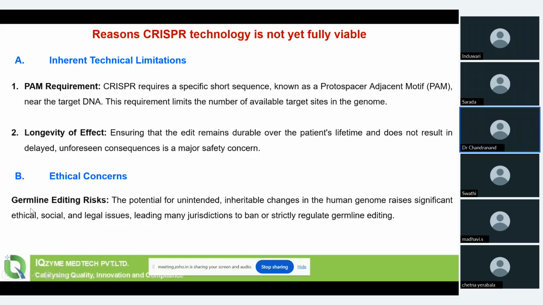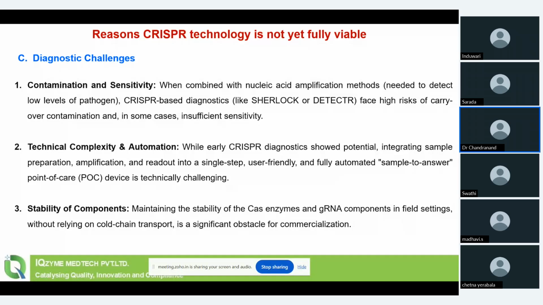Ethical concerns, as I mentioned earlier: the potential for unintended inheritable changes in the human genome raises significant ethical, social, and legal issues, leading many jurisdictions to ban or strictly regulate germline editing. Germline editing is your basic ingredients of your basic DNA or RNA sequences. If you are trying to fiddle with the main components of the gene or the cell, that is not accepted unless it is beneficial publicly or for agricultural purposes.